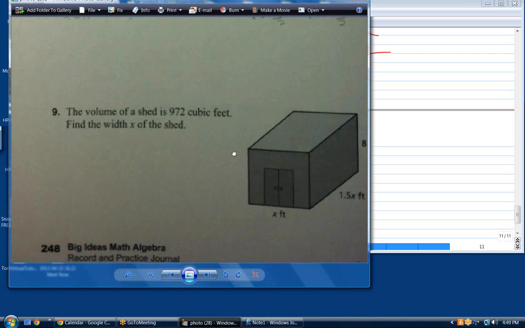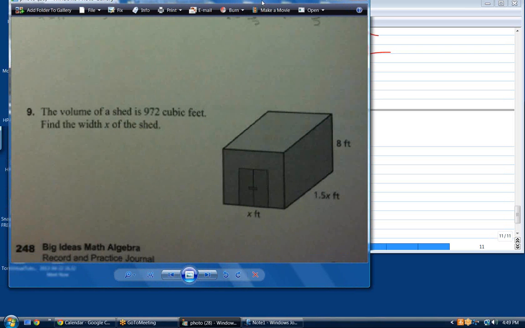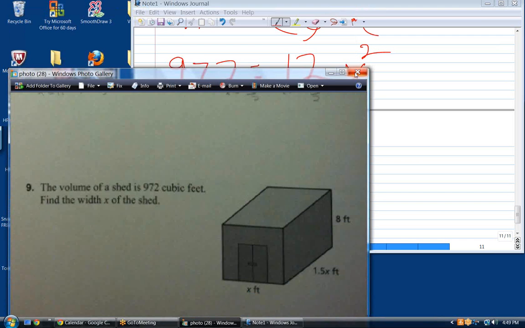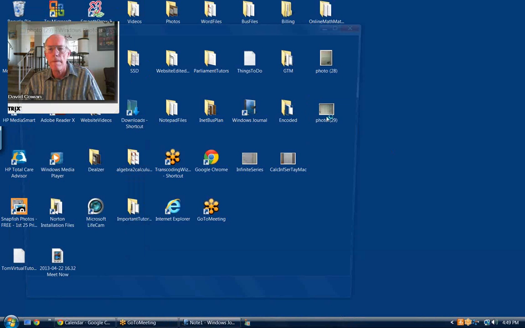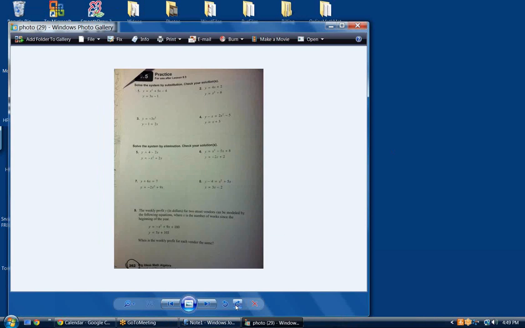Okay, is that the last one on this page? It looks like it. Okay.